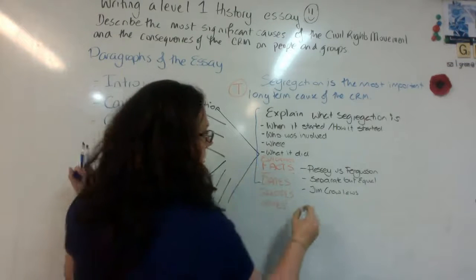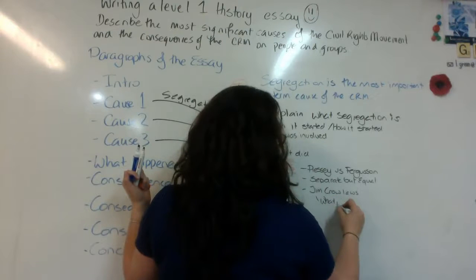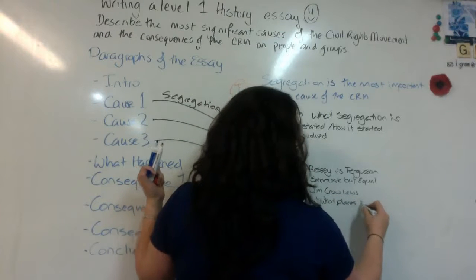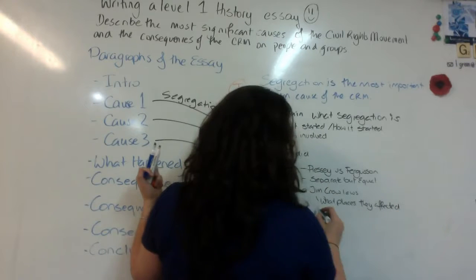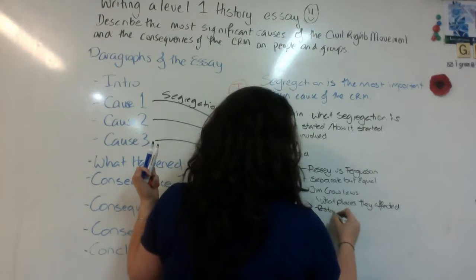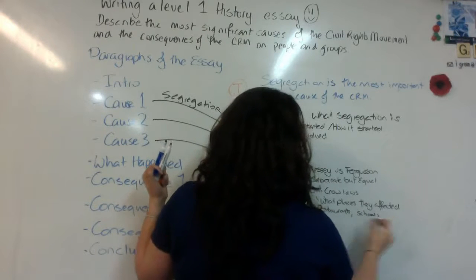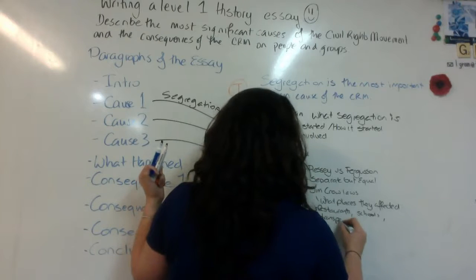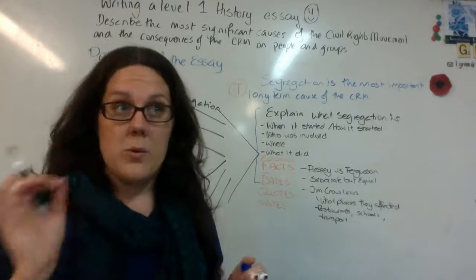Oh, we might want to talk about where the Jim Crow laws affected. So, what places? Obviously, it would be restaurants, schools, transport. You figure out, you look back over your notes and you pick which ones you're going to do.